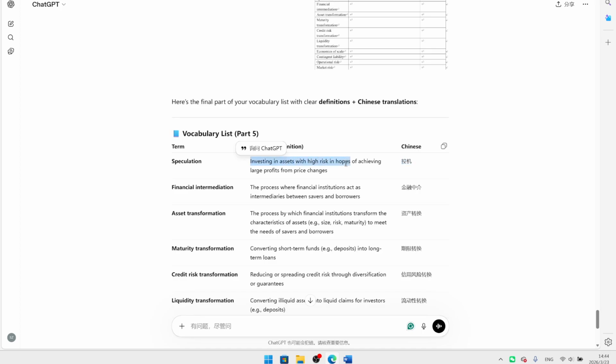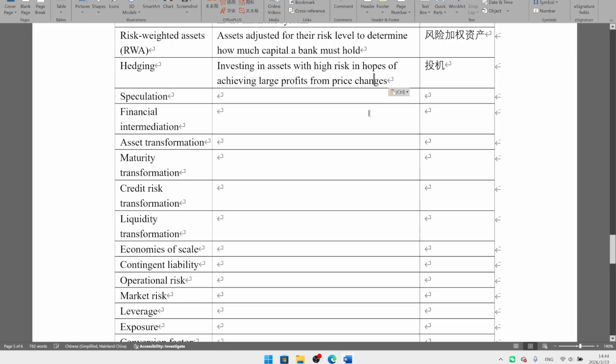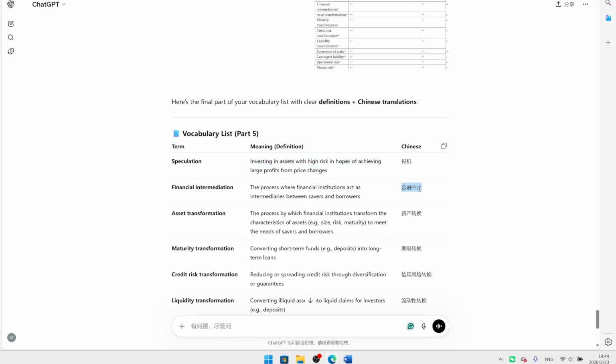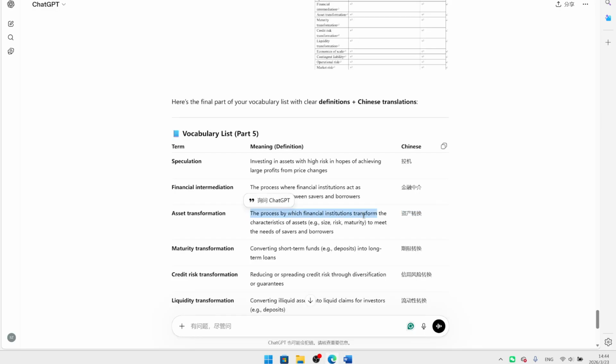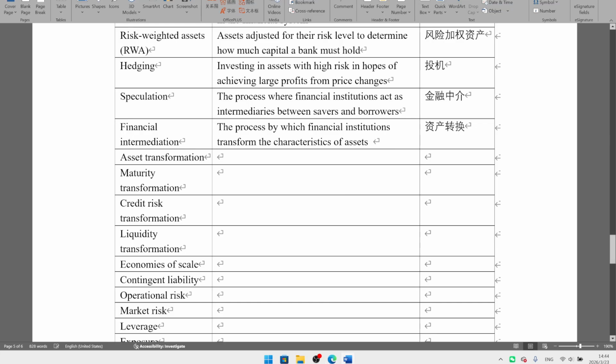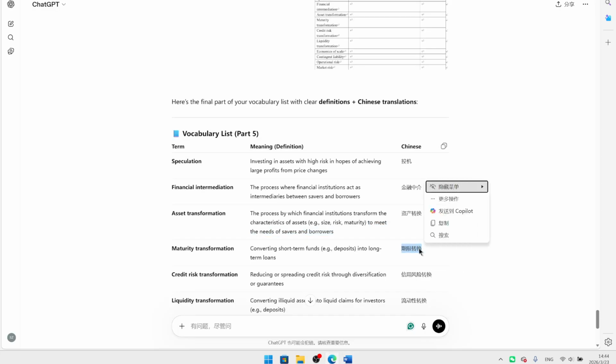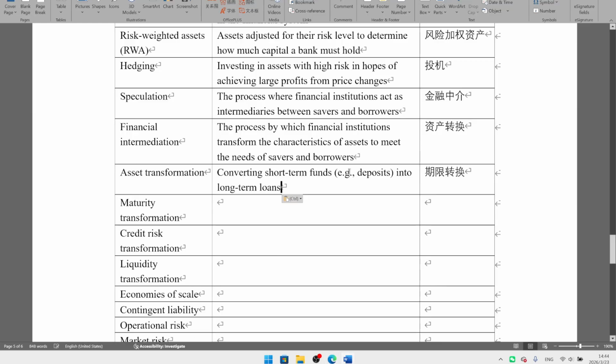Speculation is investing with high risk, hoping to achieve a large profit from price changes. Financial intermediation is the process where financial institutions act as intermediaries between savers and borrowers. Asset transformation is the process by which financial institutions transform the characteristics of assets to meet the needs of savers and borrowers. Maturity transformation is converting short-term funds into long-term loans, short-term to long-term.